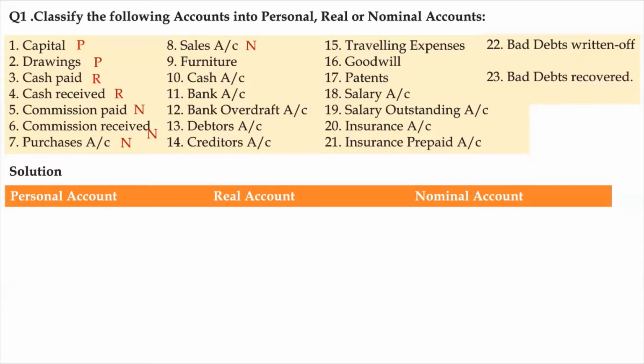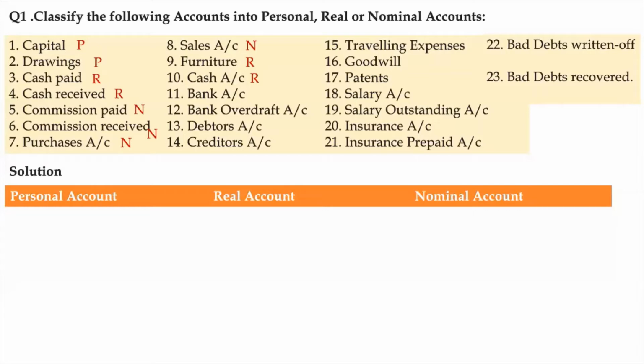Ninth one is furniture. What is furniture? Furniture is an asset for a business. So furniture will be the real account. Cash account. What is cash account? Cash is an asset for a business. So cash account is an asset. So that's why it will also be a real account.